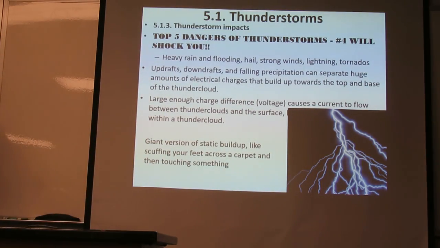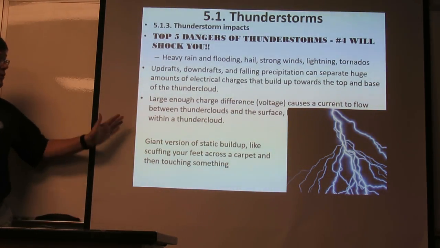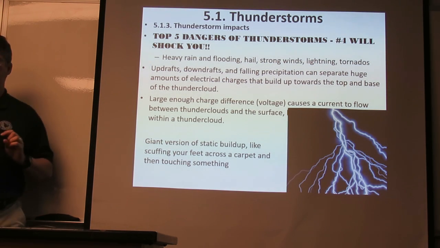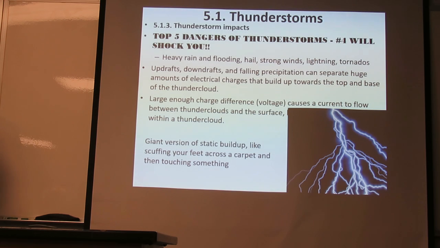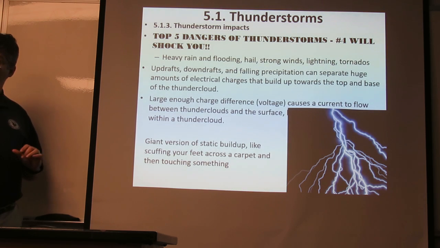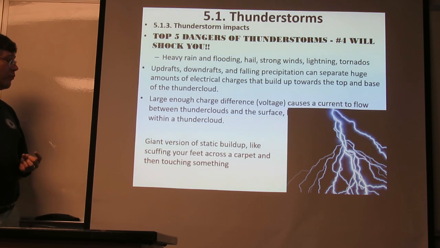Lightning can be within one cloud, between different clouds, or between the cloud and the ground. We're usually on the ground rather than in the clouds, and so the cloud to ground or ground to cloud is what's generally a potential problem for us.